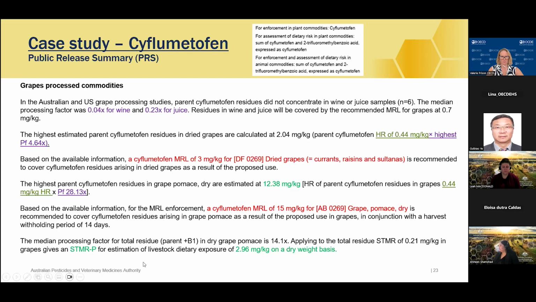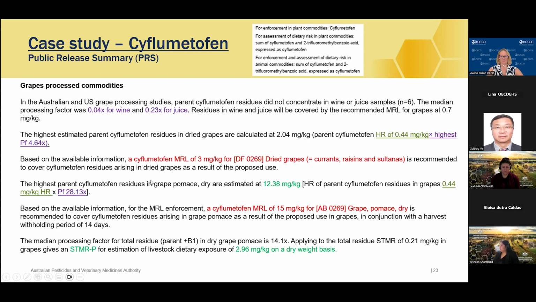Similarly, for grape pomace, the processing factor was 28.13, and we multiplied by the highest residue of parent cyflumetofen in grapes, 0.44, resulting in a cyflumetofen MRL of 15 for grape pomace. And it's interesting, this one, we have used the STMR-P for dietary risk assessment for the livestock dietary exposure.